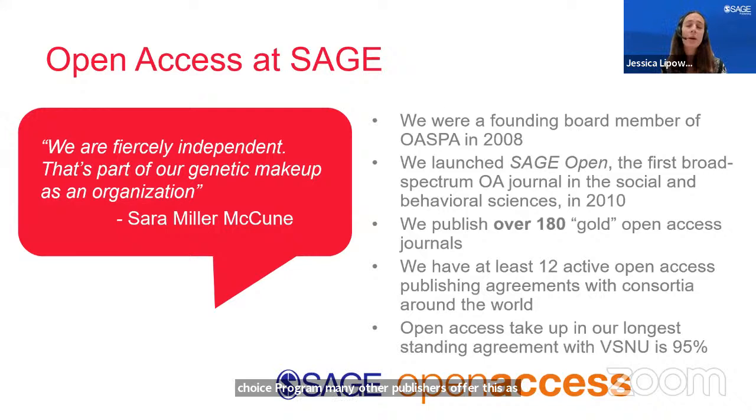Plus, we are now up to 19. I made these slides a couple of weeks ago, and now we're up to 19 of what we call open access transformative agreements with consortia around the world, including countries like Canada, UK, and the Netherlands.